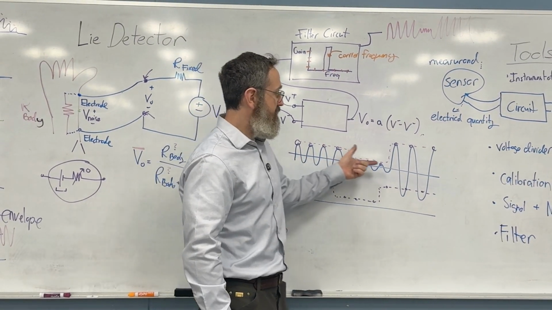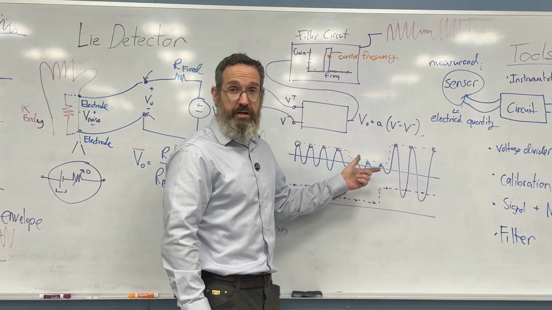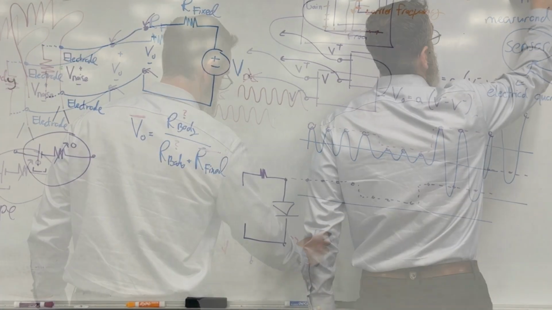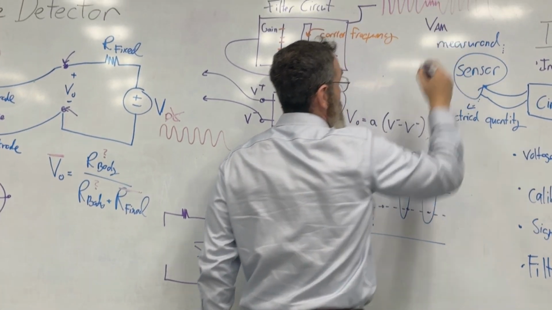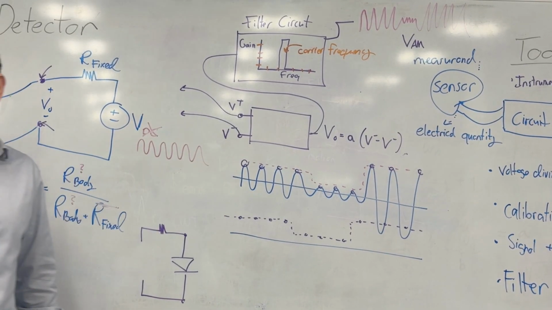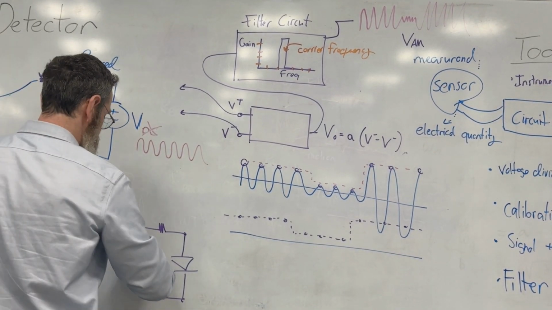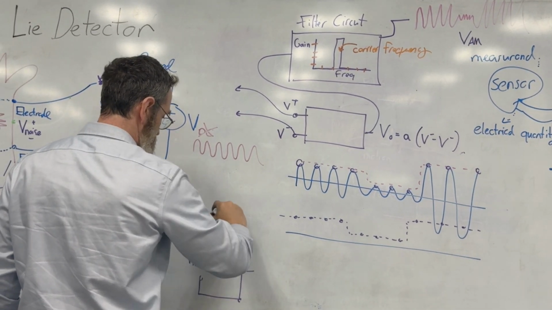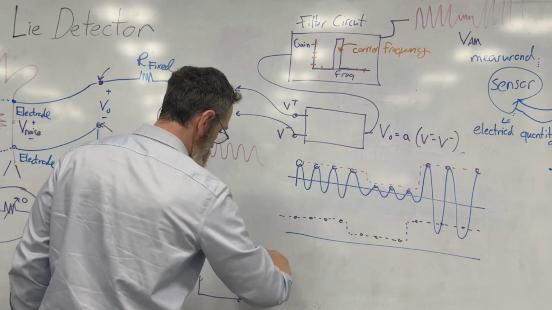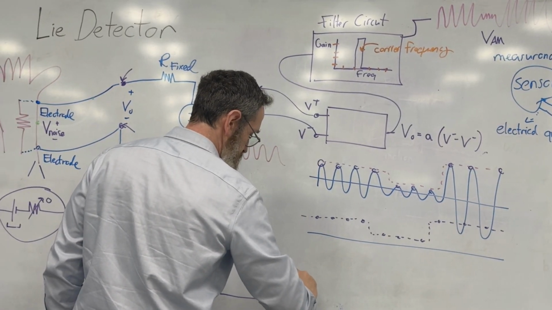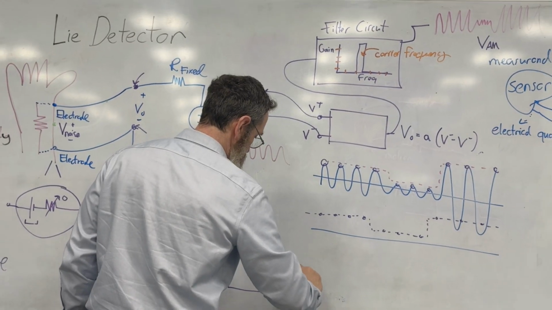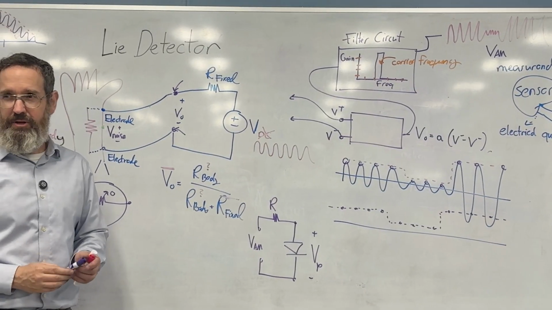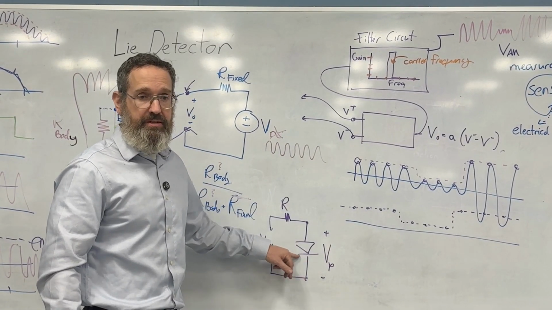I'm going to take this signal and pass it through a diode. AM for amplitude modulated. I'm going to take the VAM. Here I have a resistor, and here I have my diode. And I'm going to measure the P for post here. The question is, what's going to happen in this case?